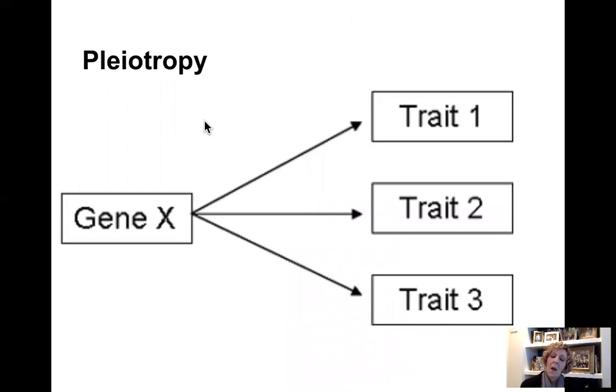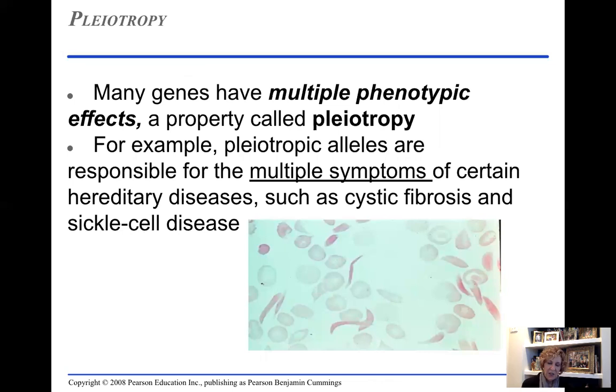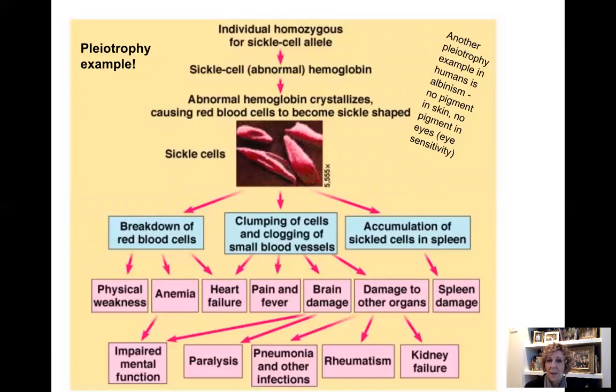Pleiotropy is a situation where one gene can affect more than one trait. Many genes have multiple phenotypic effects, and that's called pleiotropy. We can see these in genetic diseases like cystic fibrosis and sickle cell disease. In sickle cell, we have a gene for hemoglobin that is defective from one amino acid mutation in the DNA, and this abnormal hemoglobin tends to crystallize in the red blood cell. That makes the cell take on a sickle shape because of the defective hemoglobin protein.